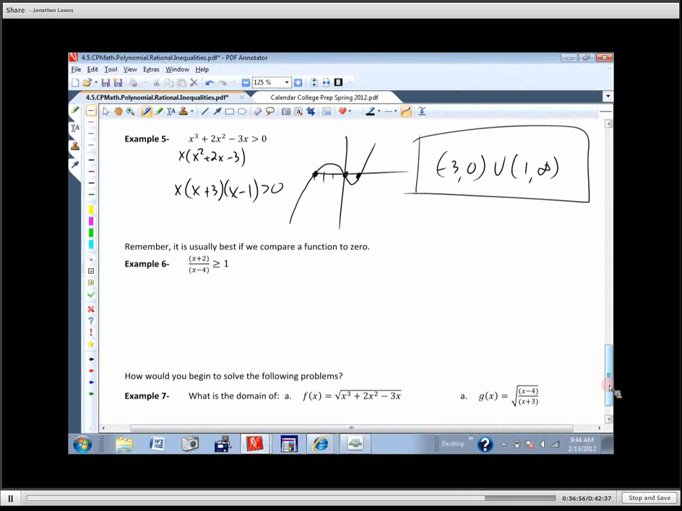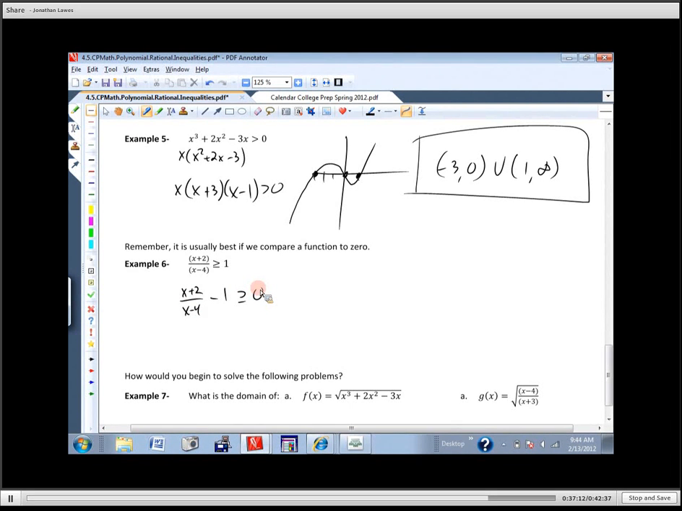It's a rational function. So this is going to be a little bit more of a pain, but still not too bad. The first thing we're going to do is move the 1. So this is going to be (x plus 2) over (x minus 4), minus 1, greater than 0.